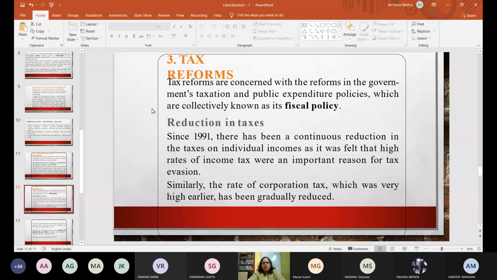So children, on tax reforms, the government realized one thing, that we should lower the tax. Who will tell me why? Why should the government lower the taxes? Ma'am, so as to increase the liquidity in the market. Yes. Tax base.